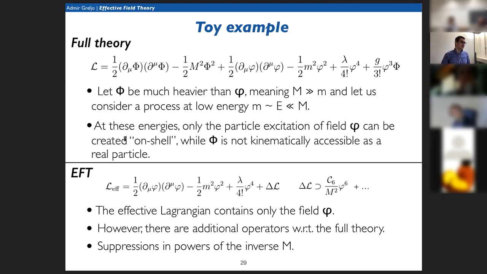So what does this mean? In an effective theory, we do not have to keep the heavy field. We can just drop it away because we will not look at the scatterings of its excitations, right? So we only have the light field phi. However, the difference with respect to the full theory is that there are additional terms in the Lagrangian. These additional terms are built out of phi. The leading one is phi to the 6, okay? And there is the suppression in powers of inverse M, which we attribute again to the propagator of the thing that we integrated out. So this is the full theory, this is the effective theory.